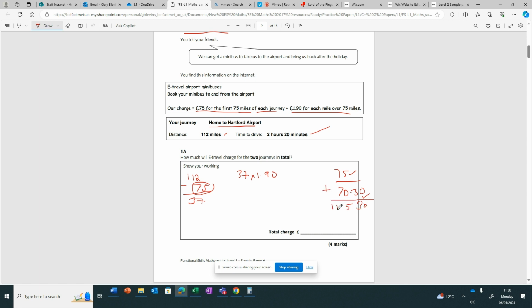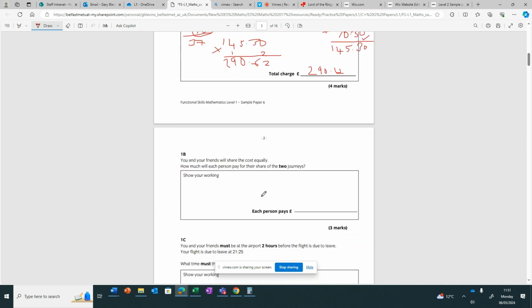And it's £140.30, but that's for one journey. That's the way in. It wants it for each journey, the way back as well. So we'll add it up twice, or double it, to get the final cost. And we get £290 and 62 pence. A nice question to start off.